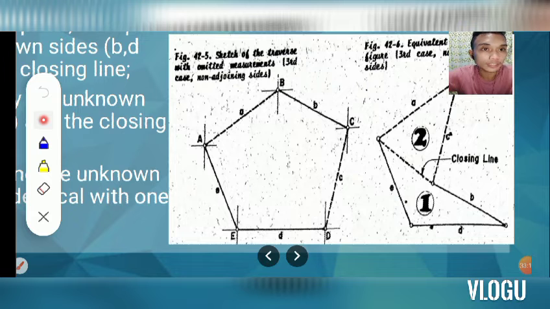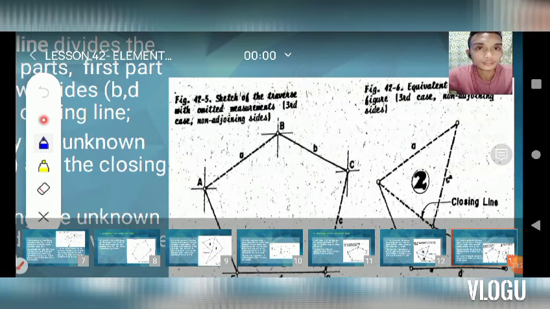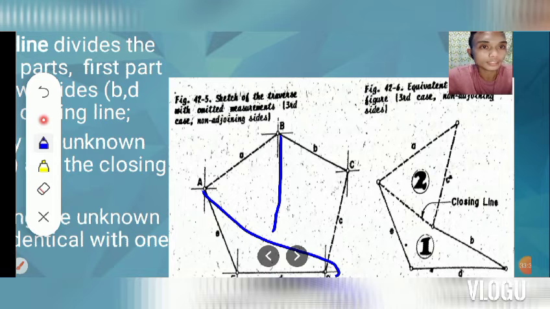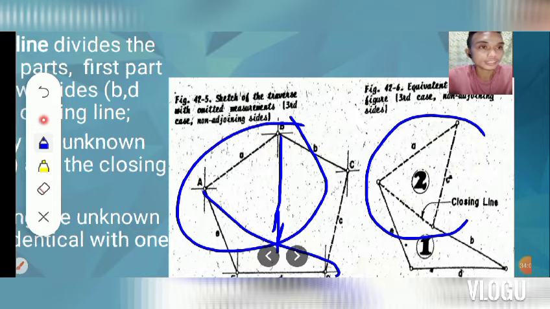From here, we move side C to this position. Then we can form a triangle. This is the triangle, and this is what it represents.